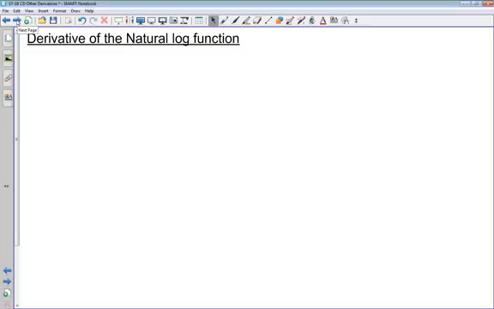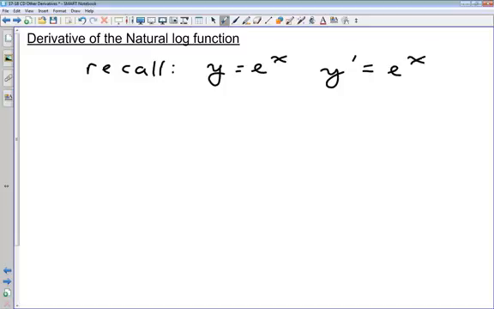So for finding the derivative of the natural log function, let's go back to the derivative rule that we learned in the last lesson. We know that if the function that we are working with is y equals e to the x, the derivative, y prime, was e to the x. So that was our derivative formula for an exponential function, base e.